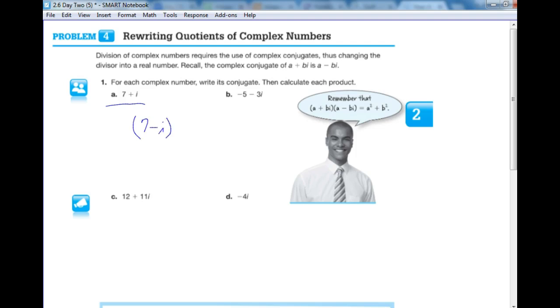Okay? What is my conjugate to negative 5 - 3i? Yep, it is same, opposite, same. It's all you got to do to write a complex conjugate. C is going to be 12 - 11i. D, ooh, there's a toughie. What's my complex conjugate to negative 4i?